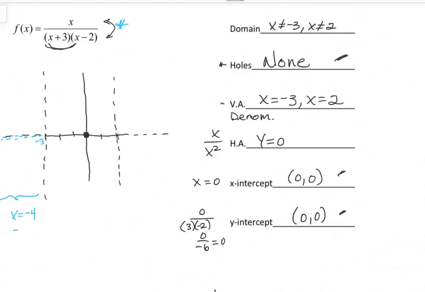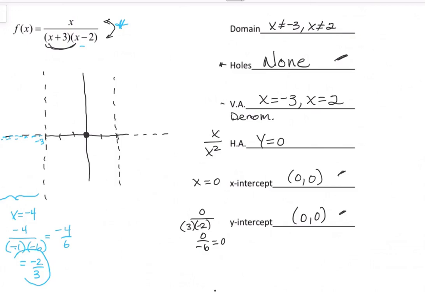So that's going to give me -4 over -4 plus 3 is -1, -4 minus 2 is -6. So I get -4 over 6, or -2/3.